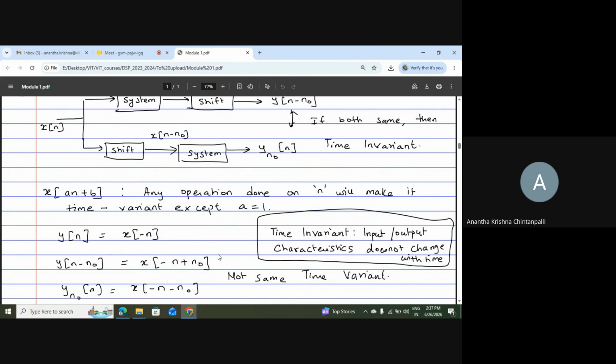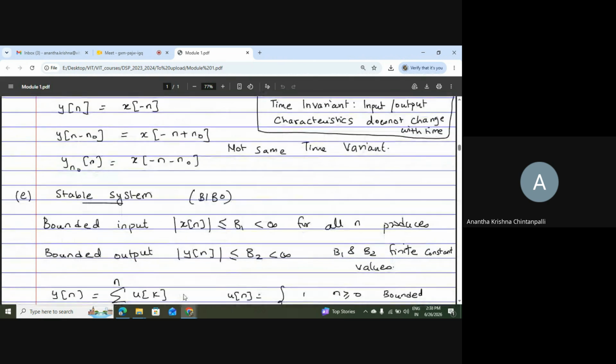Correct. Now you shift the input. Remember this, now you're shifting the input. The minus n here is coming because of the time reversal. So the output for the shifted input is nothing but x of minus n minus n naught. Not the same. So that's why it is called a time variant system. So time invariant, in other words, means the input output characteristic should not change with time.